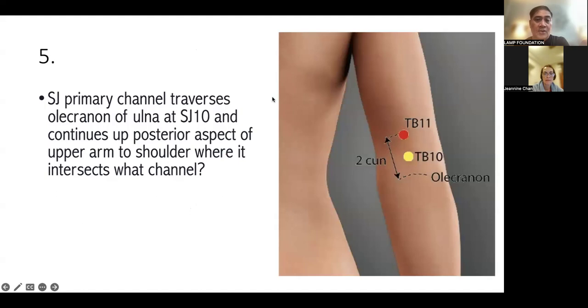Yung sa may elbow, my triple burner 10, sa olecranon ng ulna. And then it continues where it intersects what channel? The small intestine channel, doc. At what point? At SI-12.